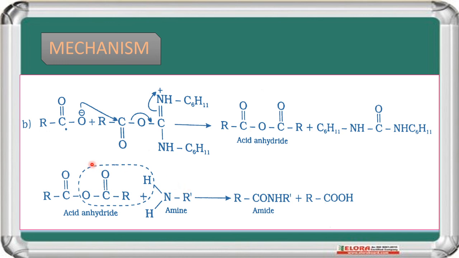And here is the completion of the mechanism using acid, DCC and amine, and the last formation of the products is the amide and the acid group and the urea type of dicyclohexyl. Okay, this mechanism is completed.